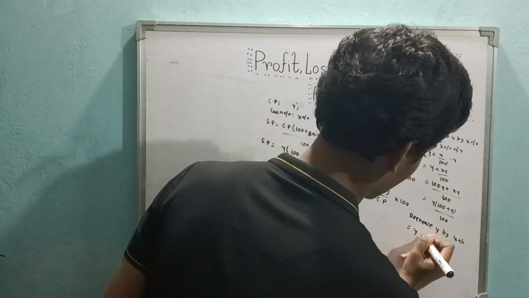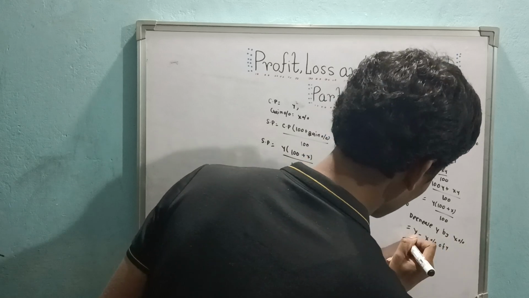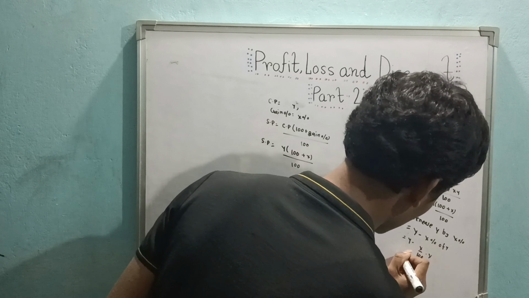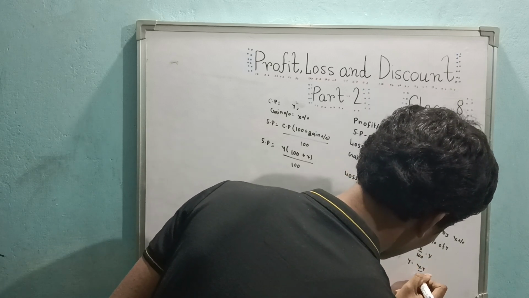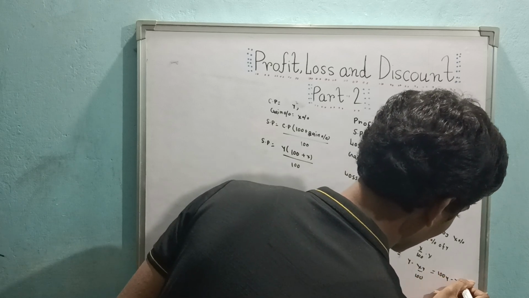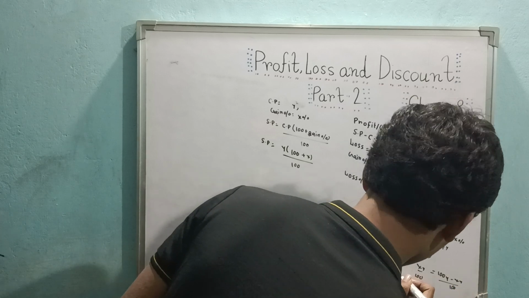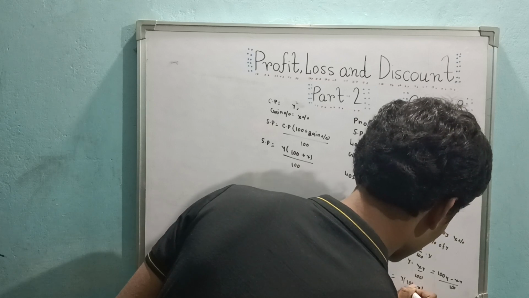We learned that in percentages. Y minus X% of Y equals Y minus X by 100 multiplied by Y, equals Y minus XY by 100, equals 100Y minus XY by 100, equals Y into 100 minus X by 100.